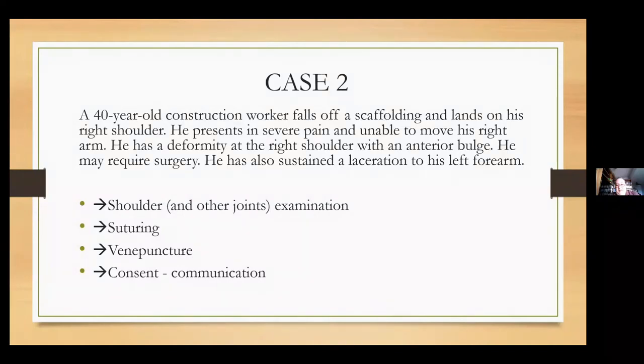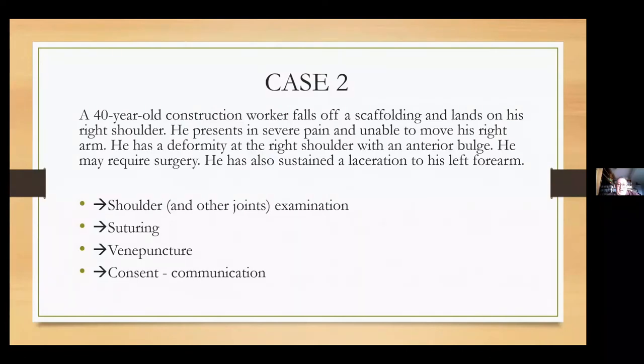If you intend to take him to surgery, he would certainly need an IV inserted and maybe some basic blood tests done, in which case you'd need to learn to be able to undertake venipuncture. And in the process of doing all of this, if he requires surgery, and even in terms of the strategy you are going to employ for managing him, you need to be able to communicate that, and you need to be able to consent him for surgery.